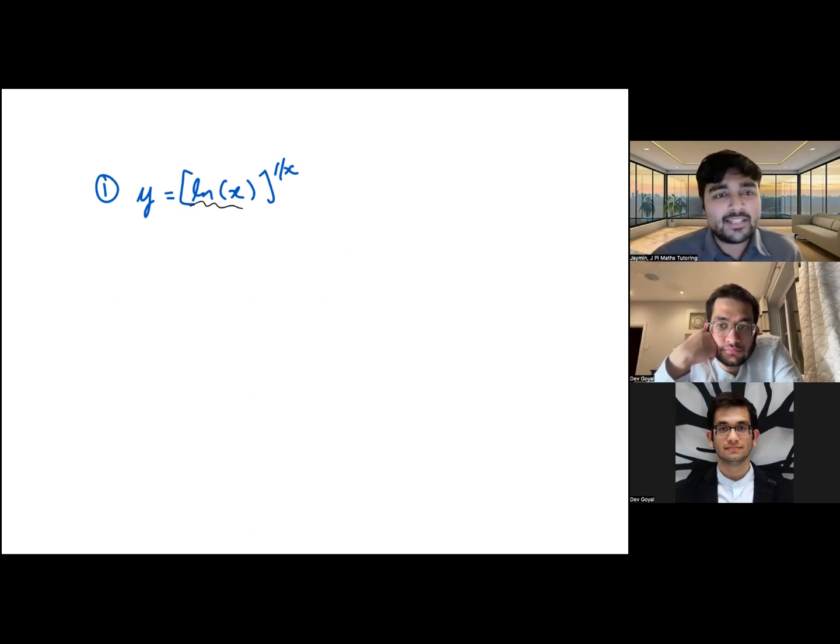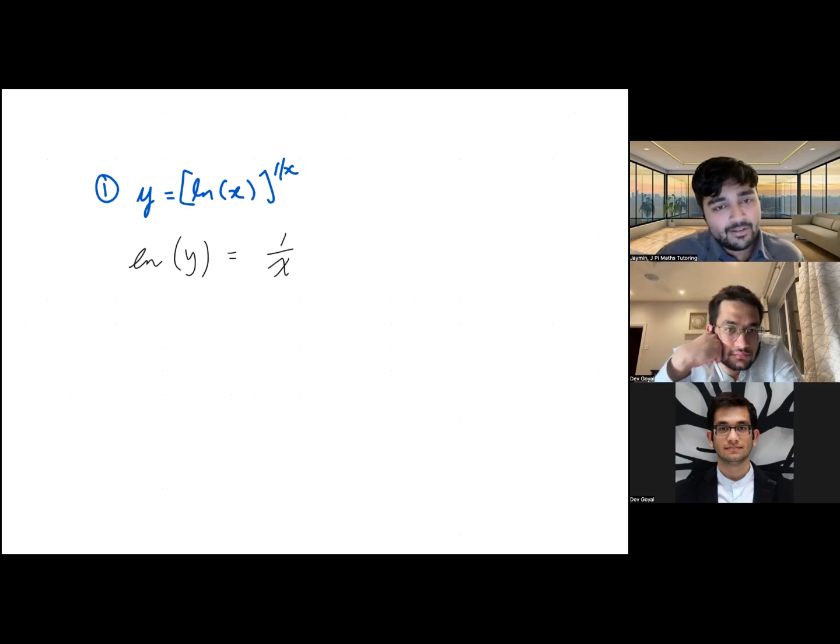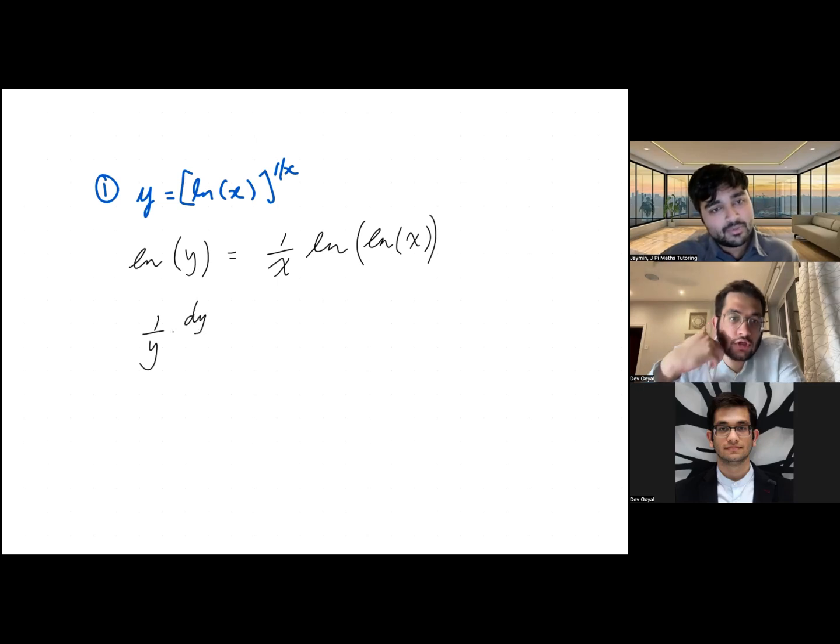The best way of doing this, I think, is taking natural logs on both sides and then proceeding by implicit differentiation. So if I take the natural log on both sides, I get ln y equals 1 over x times ln of ln x here. Now if I differentiate both sides implicitly with respect to x, on the left-hand side, ln y would become 1 over y times dy/dx.